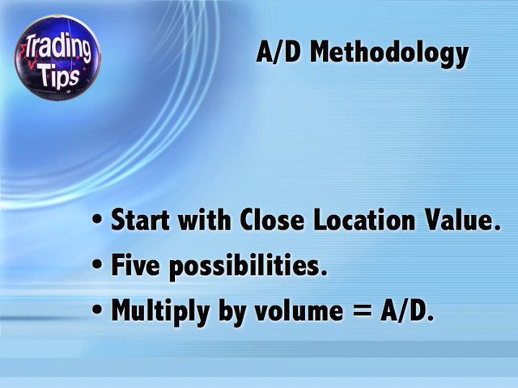How is accumulation distribution calculated? Well, you start with CLV, or close location value. This is determined using the closing, high, and low prices of the period with one of 5 results. 1.0 if the stock closes at its high, negative 1.0 if it closes at its low, and 0 if it closes right in the middle. The other 2 possibilities are a result between 0 and 1 if it closes somewhere between the midpoint and the high, and a result between negative 1 and 0 if it closes somewhere between the low and the midpoint. Once we have CLV, we multiply by the periodic volume to get our accumulation distribution line value.